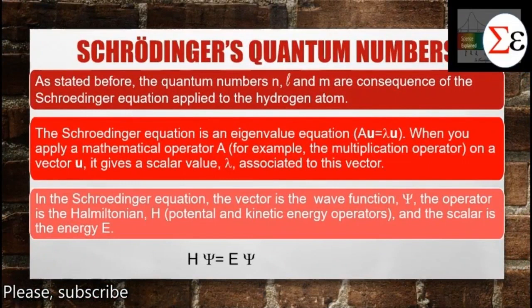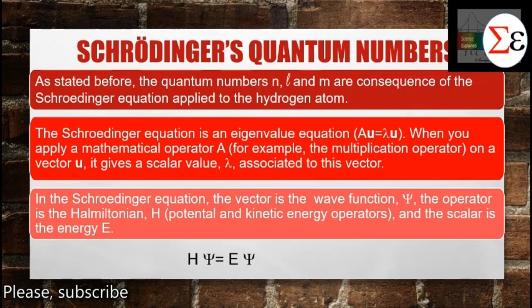So let's talk about the Schrodinger's quantum numbers. As stated before, the quantum numbers L and m are consequences of the Schrodinger equation applying to the hydrogen atom. The Schrodinger equation is an eigenvalue equation. For example, the general equation is A times U equals lambda times U. When you apply a mathematical operator A, for example, the multiplication operator on a vector U, it gives a scalar value lambda associated to this vector.